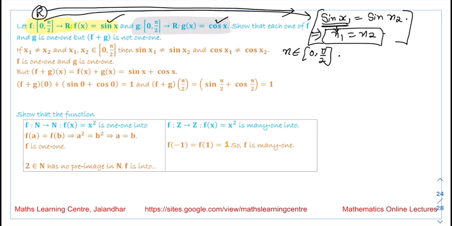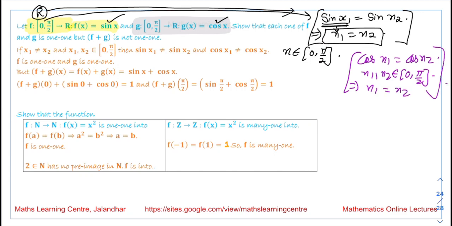Next, similarly we are saying for cos x, we are considering cos(x1) is equal to cos(x2). Again both x1 and x2 belong to the interval 0 comma pi by 2. So this implies that x1 is equal to x2. So this proves that both these functions are 1-1 functions.